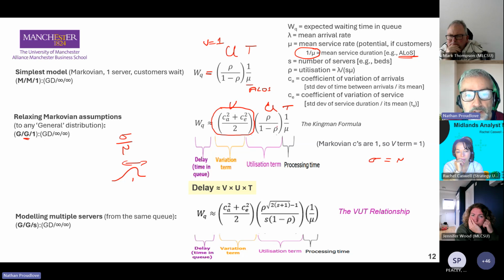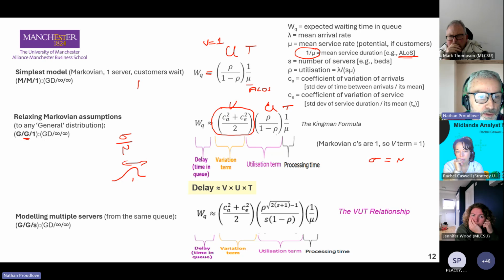But these models here allow us to say, well, what if there's more or less variation? And in particular, what happens as the variation heads down towards 0? You think you head down towards a clockwork system, then what happens to V? The standard deviations get heading down towards 0. So that's heading towards 0, that's heading towards 0. This whole term is heading to 0. So you can have waits that are heading to 0, even if the utilization is very high.